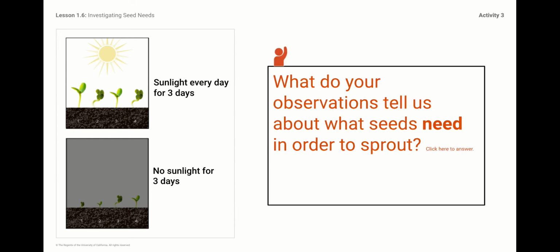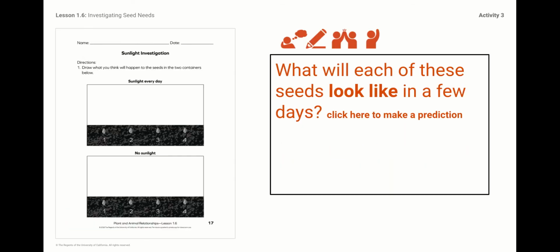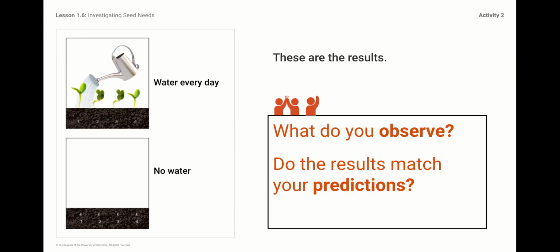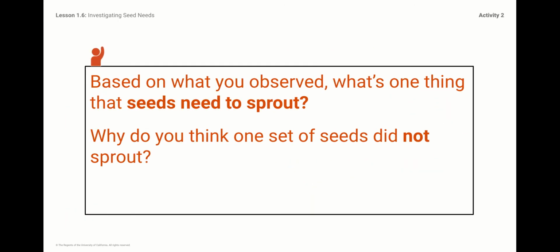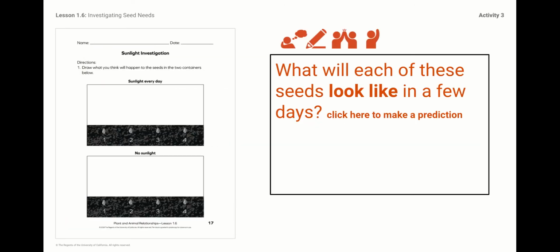What do your observations tell us about what seeds need in order to sprout? So click here to answer. So now you're putting all of your thoughts together. What do your observations, that means what did you see and study, tell you about what seeds need? So use the previous slides. This slide, you can go back to this slide, you can go back to the video if you need to help you put these ideas together.